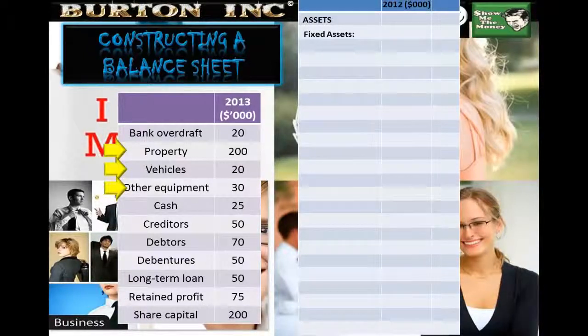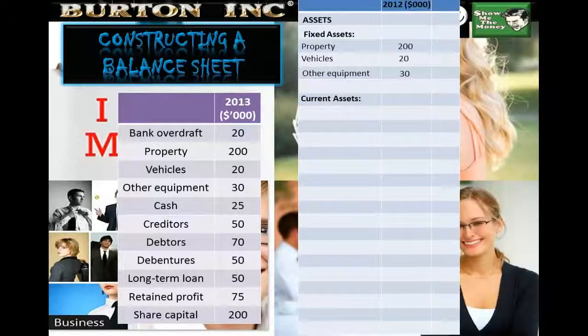Here, out of our financial information, we can see we've got property, vehicles, and other equipment appearing as fixed assets. All we do is we transfer that information across to our fixed assets section of our balance sheet. Property of $200K, vehicles 20, other equipment $30,000. We can't see any more. Let's move it on.